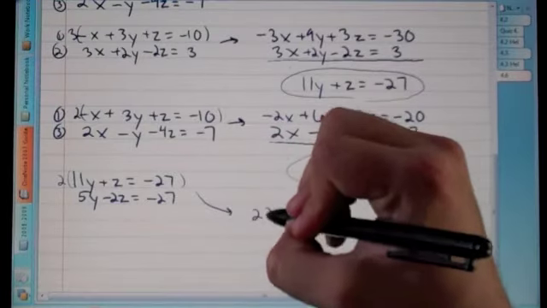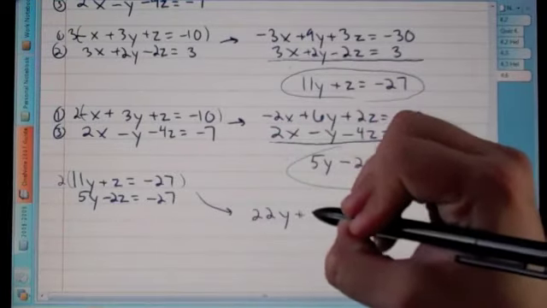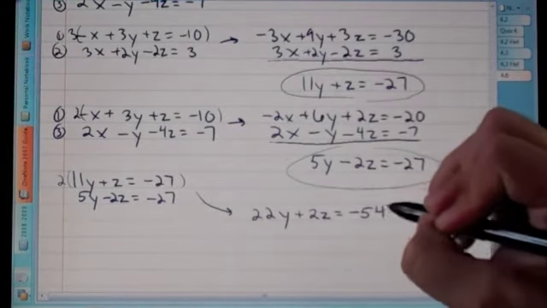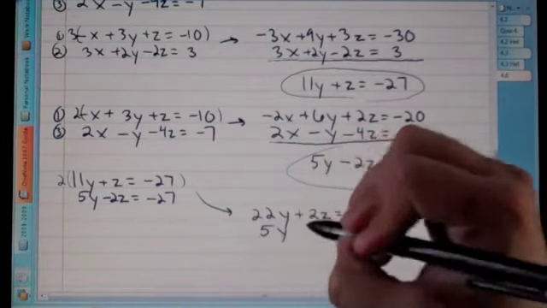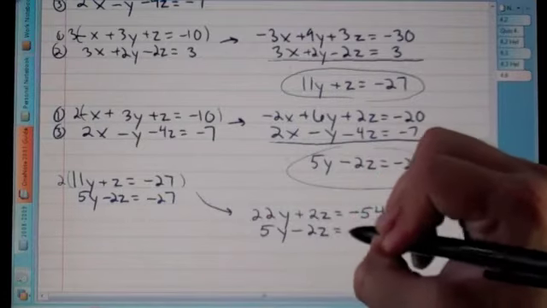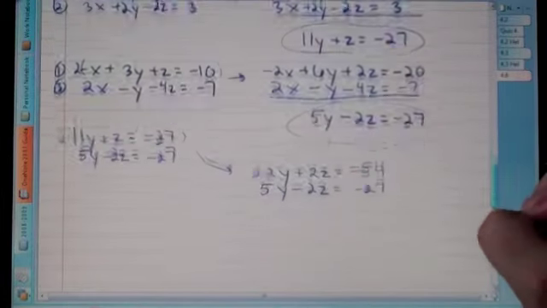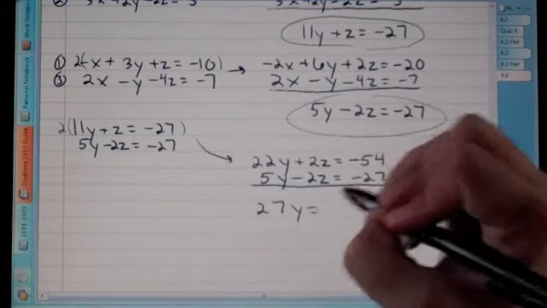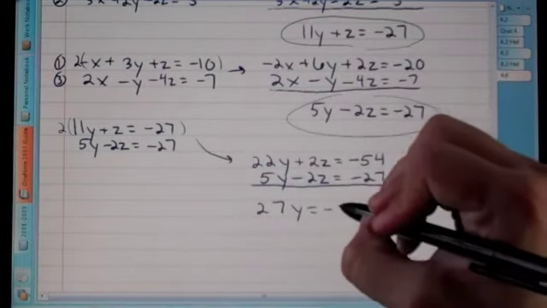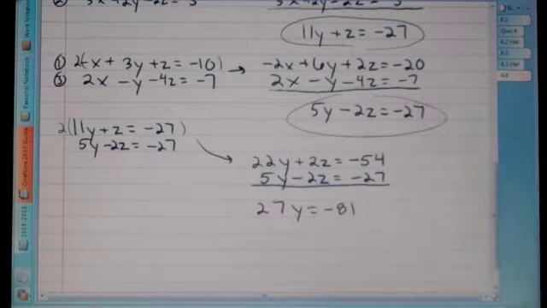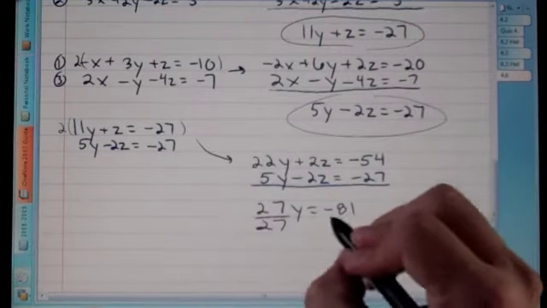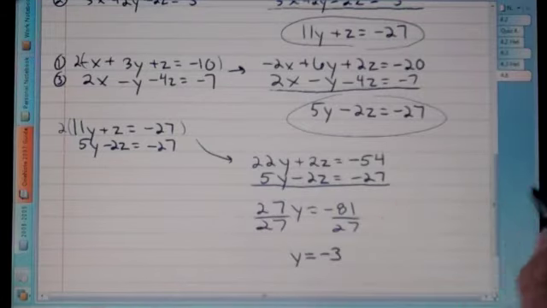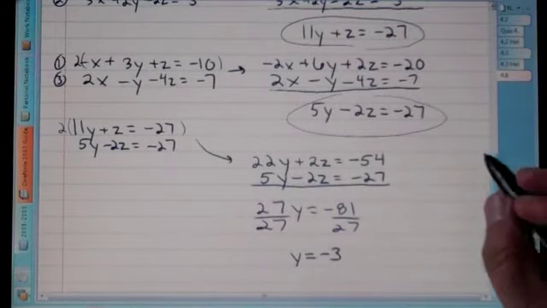So it gives us 22y plus 2z is equal to negative 54. And then I have 5y minus 2z is equal to negative 27. Now when I add down, I get 27y is equal to negative 81. Now I can actually solve for y. Divide by 27, y is equal to negative 3. So there we go, we have our first variable.